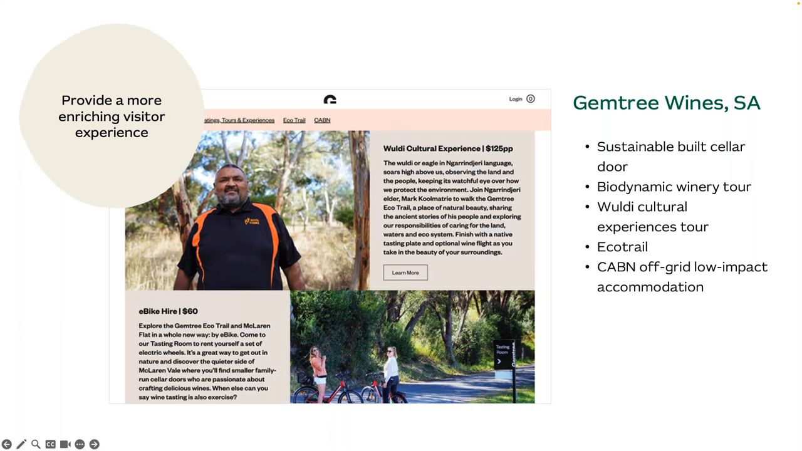It can also provide a more enriching visitor experience. So this is Gemtree Wines in McLaren Vale in South Australia, who are a winery with a cellar door. But they're much more than that now. They've infused their purpose-driven practices into experiences on their site as well. So they have cultural experience tours, they have an eco trail people can go along, they can hire e-bikes, and there's off-grid accommodation that they can stay in as well. Customers start seeking them out because of these great experiences that are having a positive impact to enhance their product experience too.